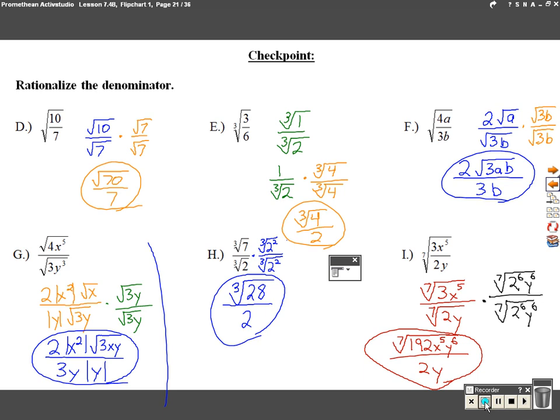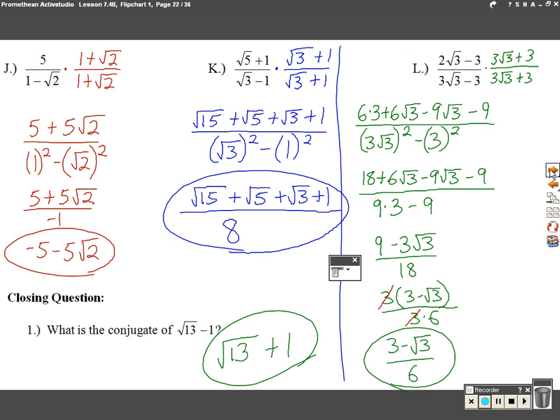Okay, go ahead and check your answers to these checkpoints. And J through L and the closing question, go ahead and check to see how you did.